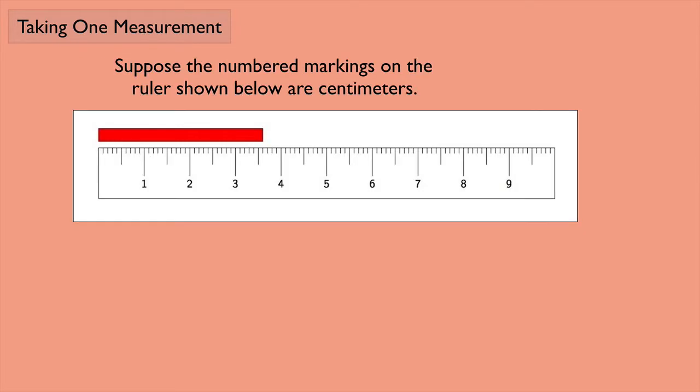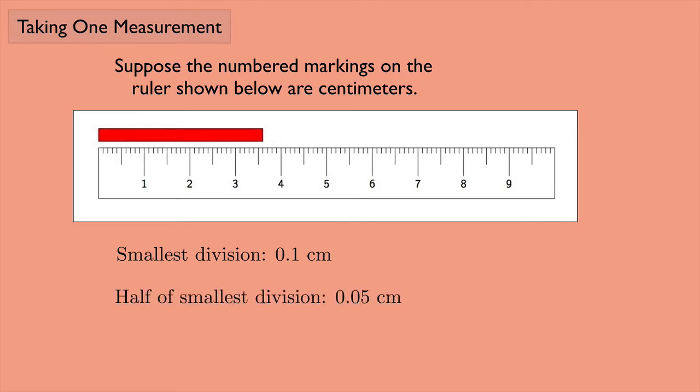Here's another example. Suppose the numbered markings on the ruler shown below are centimeters. So in this case, the smallest division would be 0.1 centimeters, and half of the smallest division would be 0.05 centimeters. So the measured value would be 3.6, that's the measured length of that red bar, plus or minus 0.05 centimeters. That's the uncertainty. And here's another example.